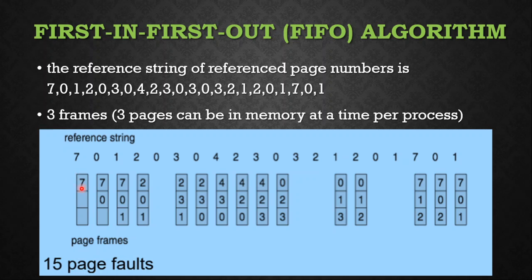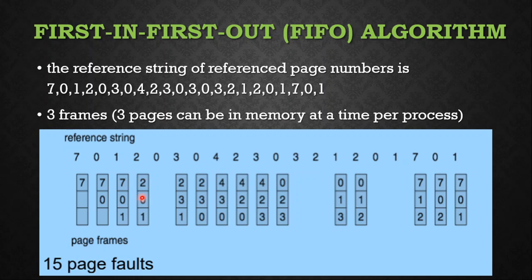The frames were empty and we filled them in order as in the queue: 7 first, 0 second, and 1 third. Now all 3 frames are full, so we have to replace some page to bring in the new page, which is 2. How will you replace? That is based upon the first in first out algorithm. Initially 7 came into the queue first, so remove 7 and replace it with 2.